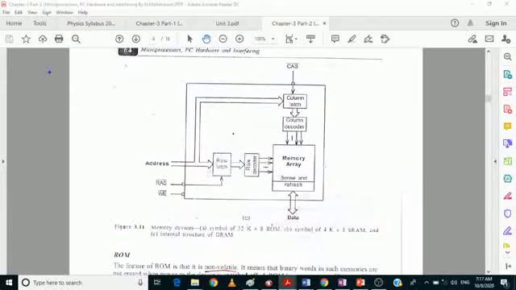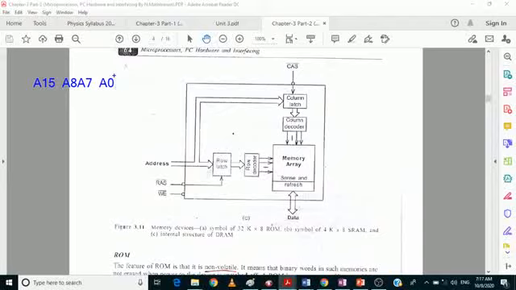Those address lines are divided into 2 groups. One is the row address and the other one is the column address. Let us suppose I'm having 12 address lines, so let me take 16, it is a better number. 16 address lines means A15 to A8, A7 to A0.